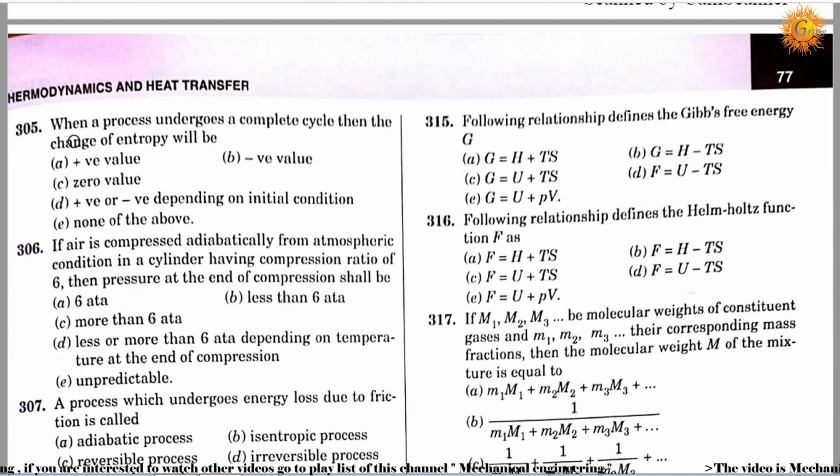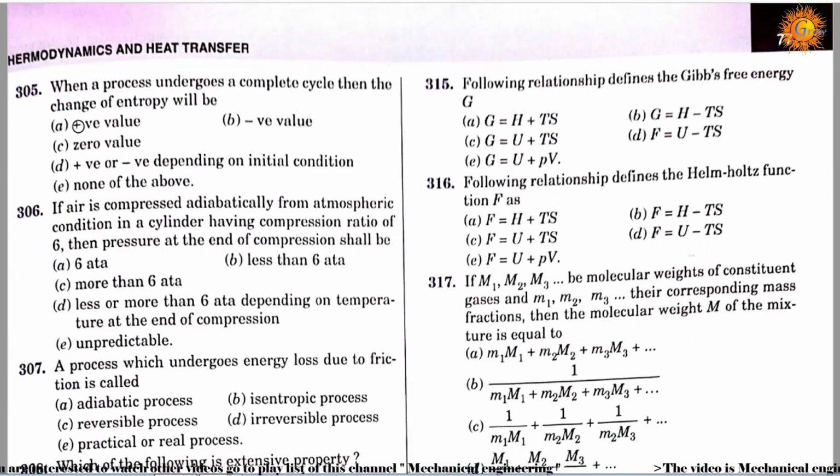Question number 305. When a process undergoes a complete cycle, then the change of entropy will be option A, positive value, option B, negative value, option C, zero value, option D, positive or negative depending on initial condition, option E, none of the above. So the correct answer is C, it will be zero value.